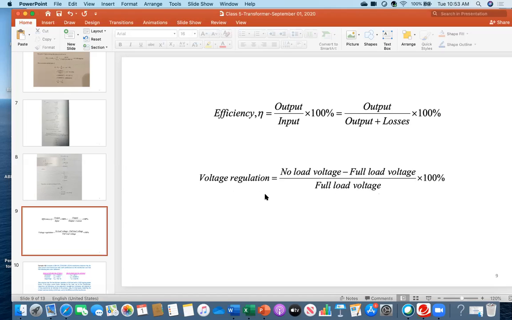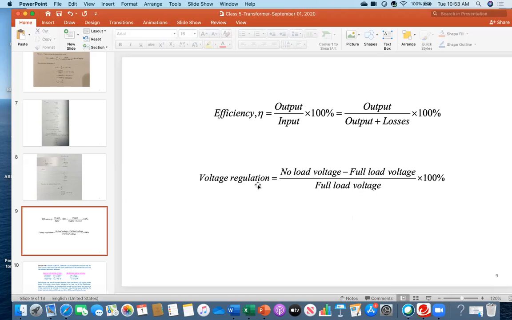It is expected that this voltage regulation value will not be that high, not more than 5% or 10%. If there is a huge difference between the no load voltage and the full load voltage, this means the voltage regulation is poor. It is not an acceptable value. That's why this voltage regulation number should be lower. Then that is a pretty good system.